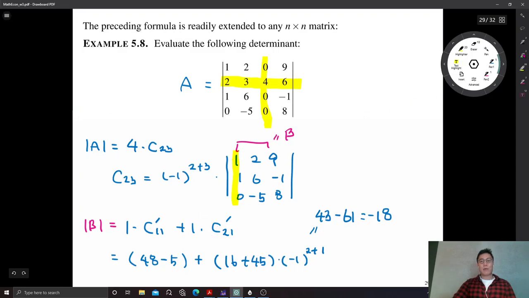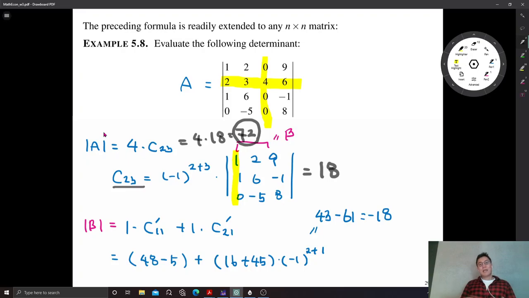Now we go backward, right? So C sub 2,3 is, we have two negative signs, so it becomes positive 18. And matrix A's determinant is 4 times 18, which is 72. All right. So the procedure is the same as before.